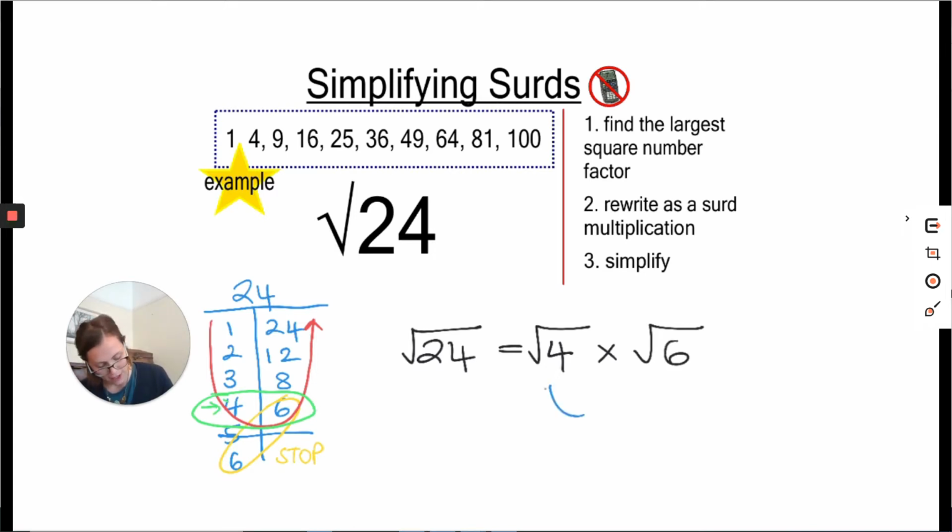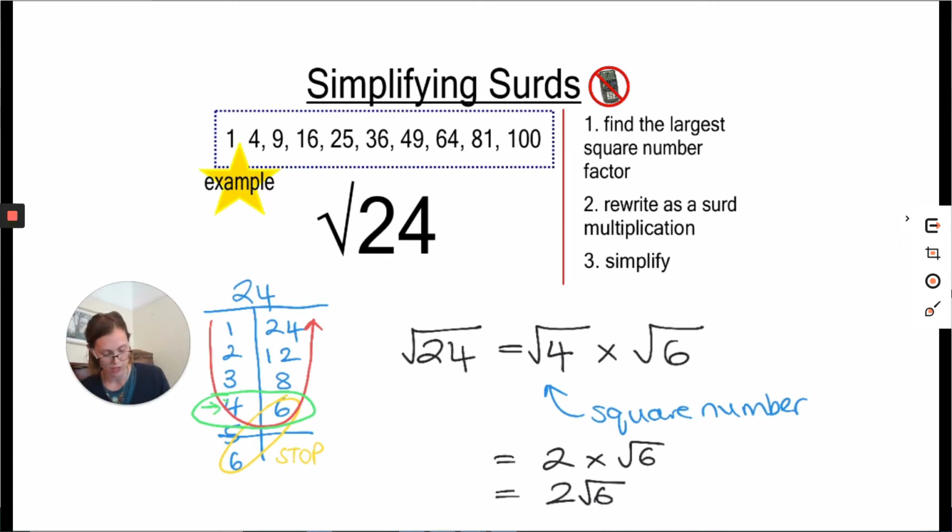Remember, the reason for that is at the front, we always put the square number, always, because it's that number that's going to drop out for us. So root 4 goes at the front, and then you can drop that first square root out. So if I actually square root 4, I get 2 times root 6, and then when I finish off the answer, it becomes 2 root 6. There's a times in there, you just don't need to write it. Okay, let's watch that again.